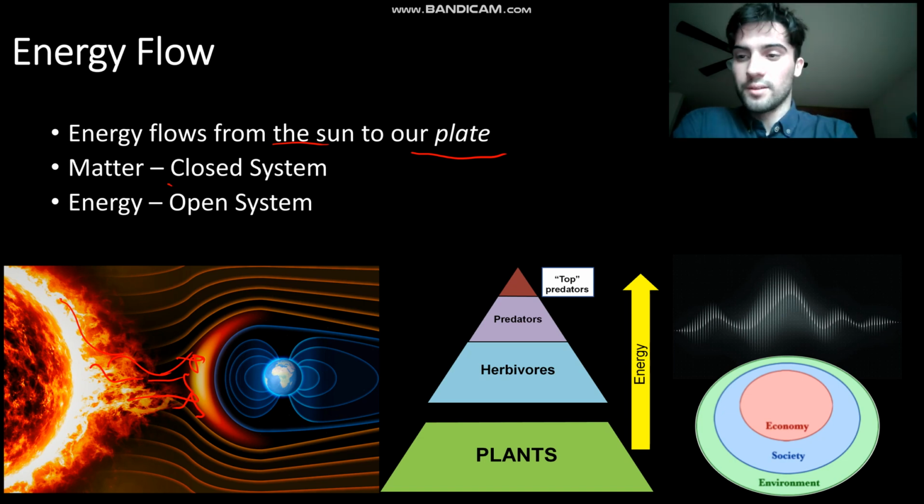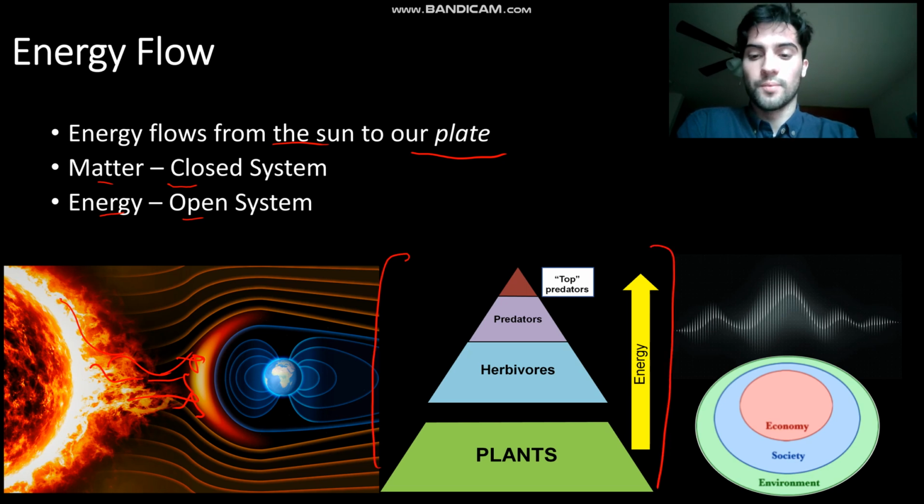Okay, so again, the Earth is a closed system for matter, but it's an open system for energy. And this is how it goes. So we have energy loss. The plants will be the ones with the higher energy potential, and as you go up the pyramid, energy will be lost. And we will see in a second why.